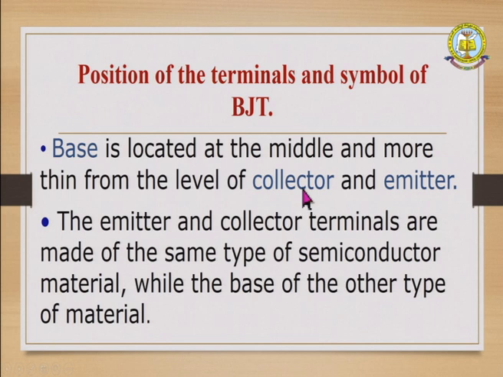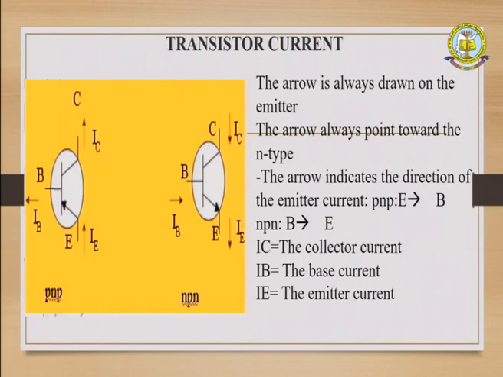The emitter and collector terminals are made of the same type of semiconductor material. Both emitter and collector are made of the same material, and only the base is of the other type. Next, the transistor currents. The transistor has three terminals, in both PNP and NPN transistors: base, emitter and collector.